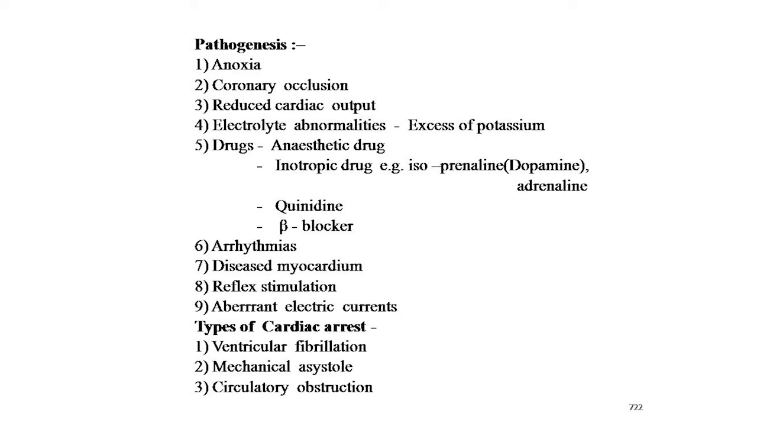cardiac arrest. Ventricular fibrillation is the most common cause which leads to cardiac arrest. Ventricular fibrillation is usually associated with the diseased heart, myocardial infarction or with an irritable heart. Mechanical asystole. In this condition, the heartbeat becomes slow and feeble and ultimately stops. Circulatory obstruction. This is often caused by massive pulmonary embolism or accidental occlusion of one or more main vessels.